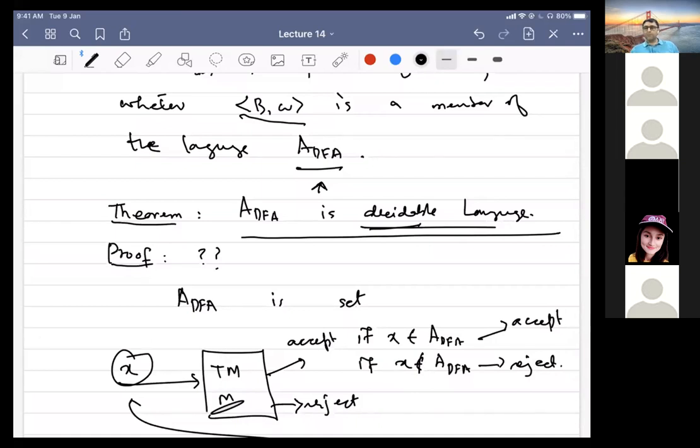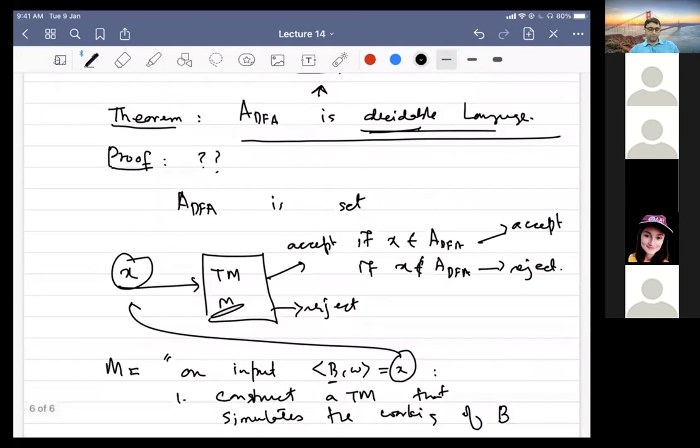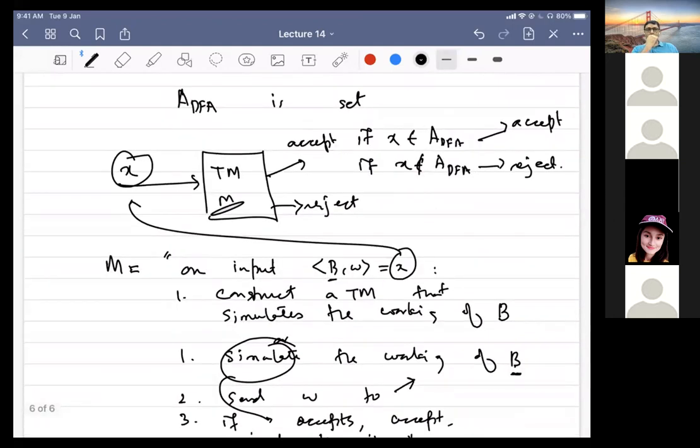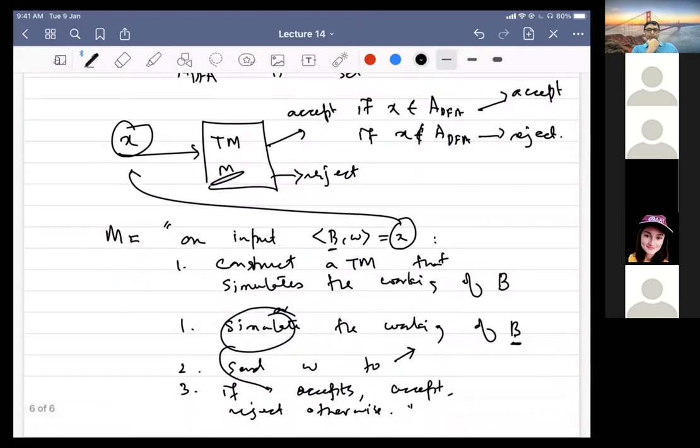Sir, in the alternative step, you said that it will be simulating the working of B, the DFA, right? Yes. But in the first, you said that it will construct a Turing machine. So the Turing machine will also have the same transitions as the DFA inside. No, it doesn't matter how this simulation is constructed. I gave you two possible ways. Inside M, the Turing machine M may decide to construct a Turing machine, or it may decide to construct a DFA. It doesn't matter.